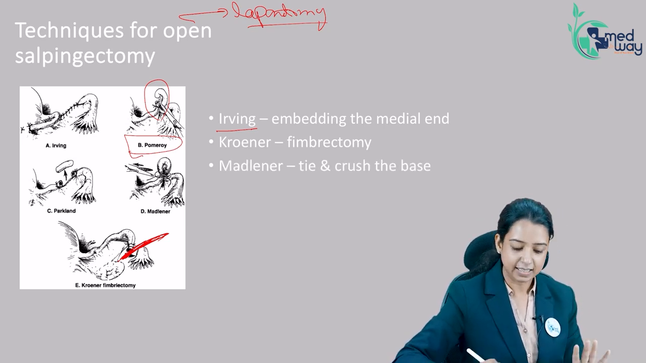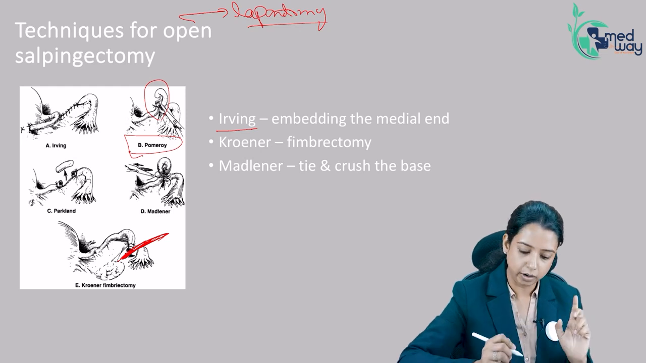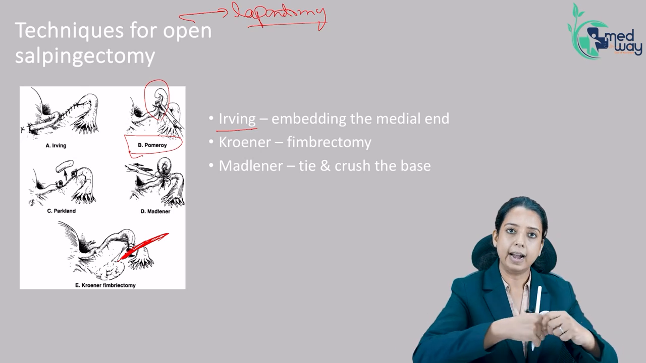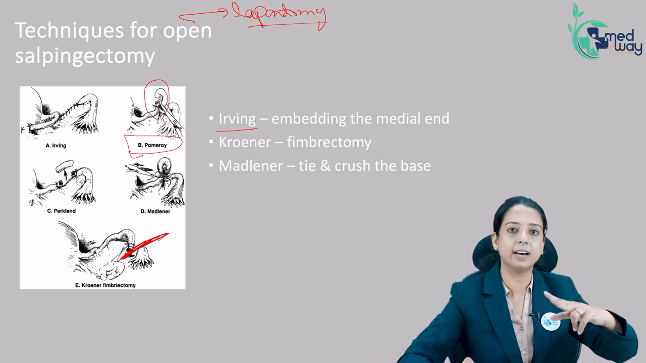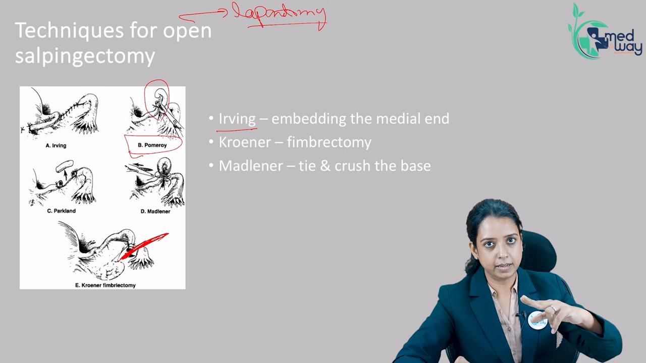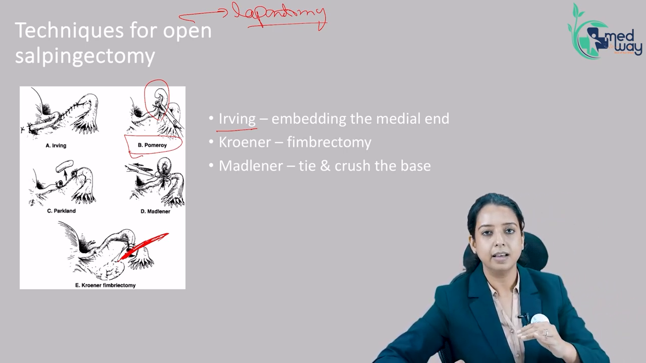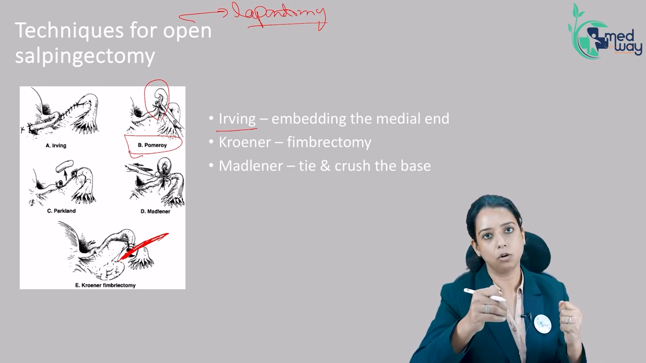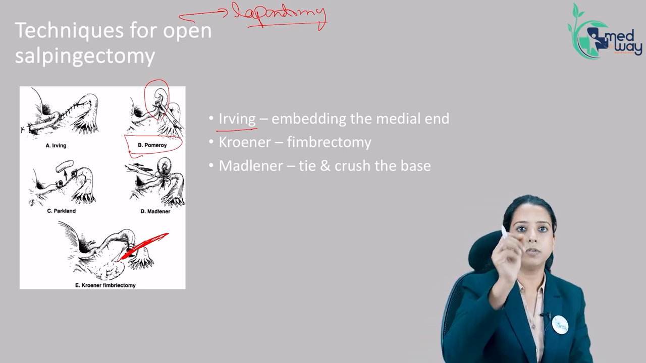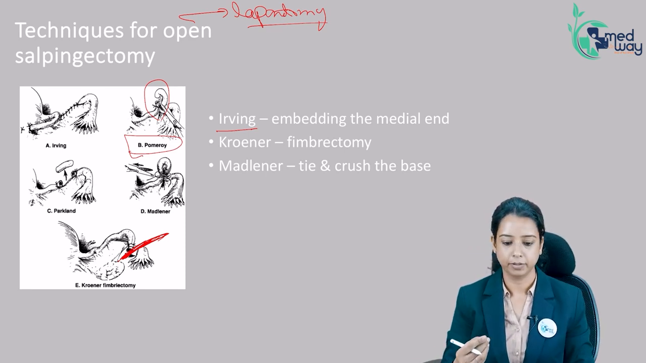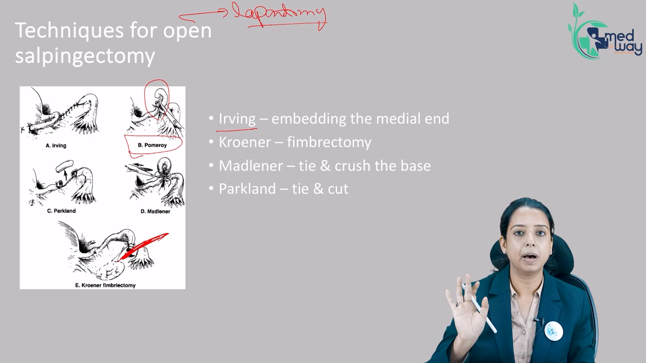Madlener method, he said, when I have cut the two ends, what will I do? Just like Pomeroy's, they take a loop and tie it from the base, but instead of cutting, they crush the base. When they did that, they saw that after crushing the base, the tubal lumen was not completely occluded. There was always some segment of lumen left, and hence the ectopic pregnancy rates were high. So that was Madlener.